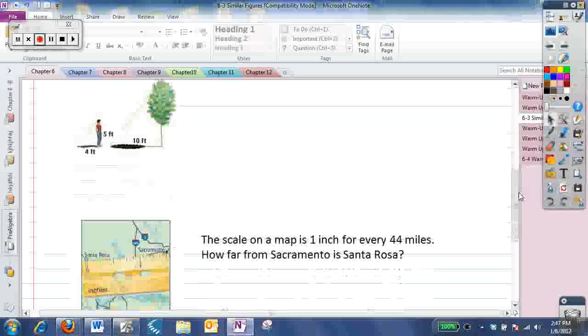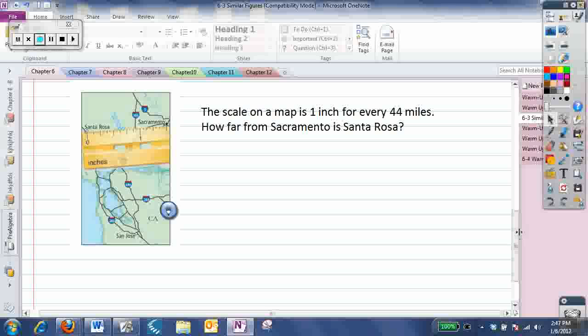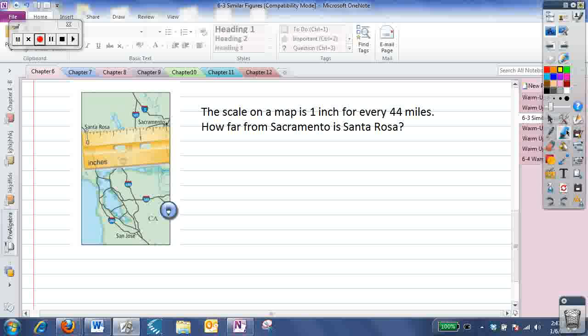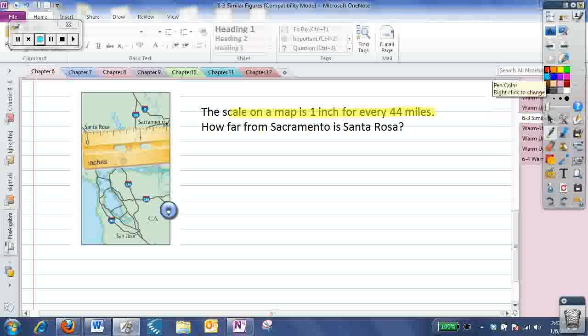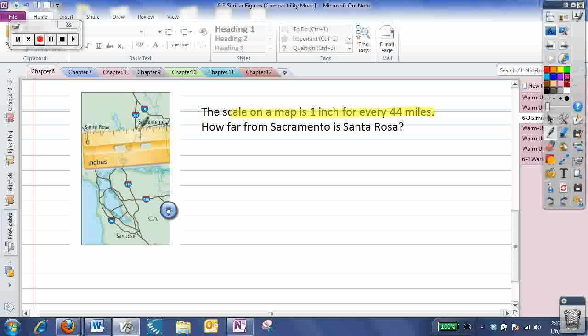The last example we're going to do is a map. Usually when you read a map, they give you a scale. In this example, the scale on the map is 1 inch for every 44 miles. What that means in this example is that an inch on the map is 44 miles. So we actually want to find the distance. The problem says find the distance from Sacramento to Santa Rosa. When I look at that distance on this ruler, it looks like it's 1.5 inches.